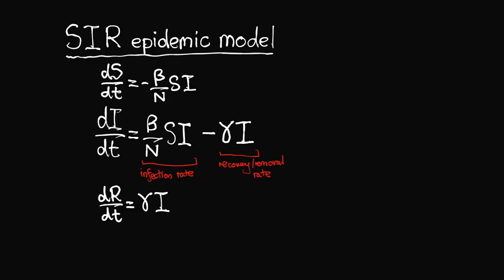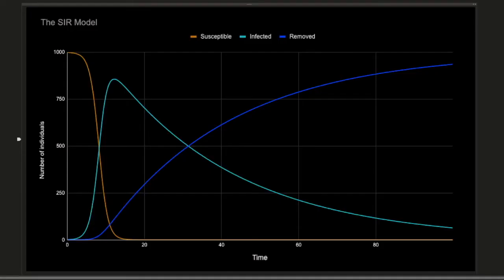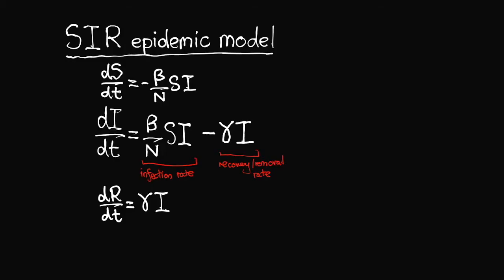The solution to this system of differential equations gives rise to the familiar graphs of the S, I, and R population numbers that you often see in news reports. And the entire model can be derived from a simple mathematical law in chemistry, the law of mass action.